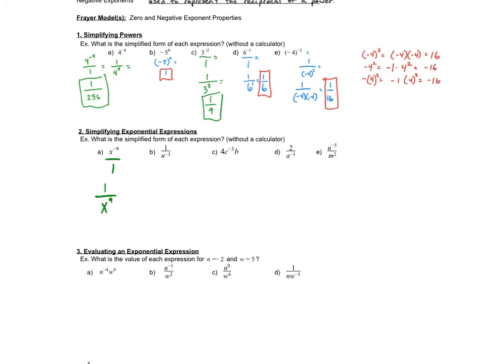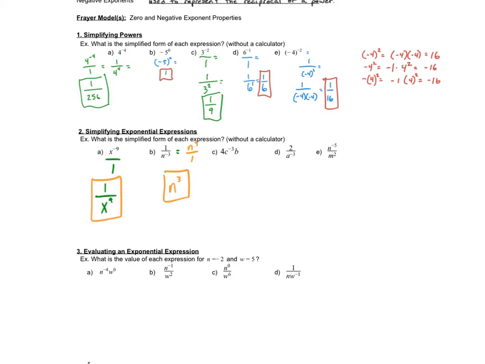There's my reciprocal. Now, to do the same thing, I'm going to find the reciprocal of this, and the reciprocal of B is 1 over n to the negative 3. The reciprocal of that is going to be n to the positive 3 over 1. Or we can just simply say n to the third.